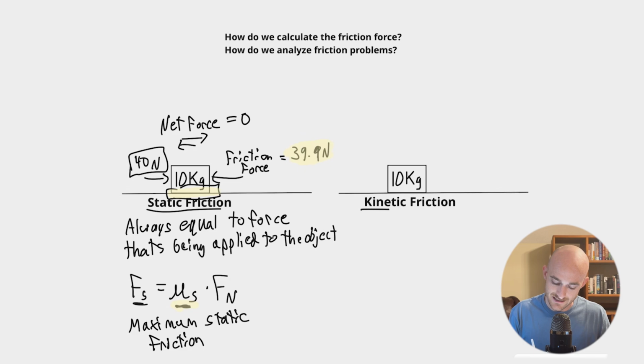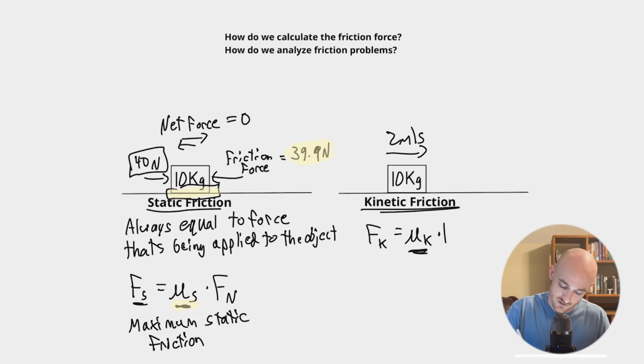Now let's look at the kinetic friction. And this box is already moving at 2 meters per second. This one is a lot easier because the kinetic friction is always going to be the same no matter how fast the object is moving. We calculate the kinetic friction by setting it equal to the coefficient, and this time it's the coefficient of kinetic friction times the normal force. Notice how these two equations are super similar, and the only thing that's different is the coefficient.